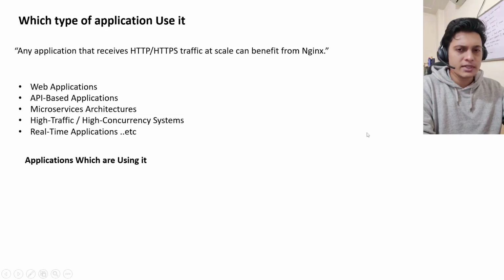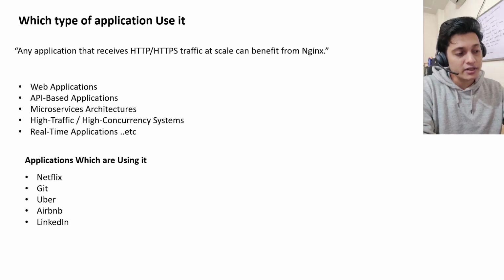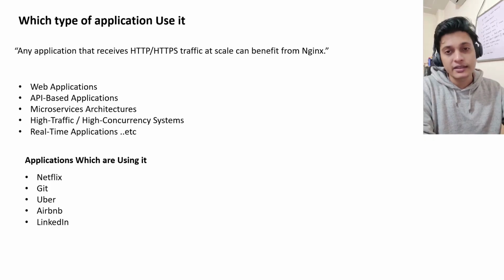Now, let's see which applications are using it in real time. Okay, so Netflix, GitHub, Uber, Airbnb, LinkedIn. These are the giants, and they are using Nginx because it is good.